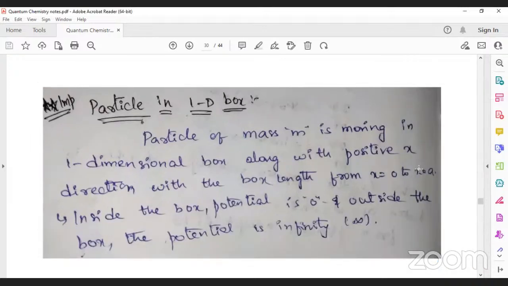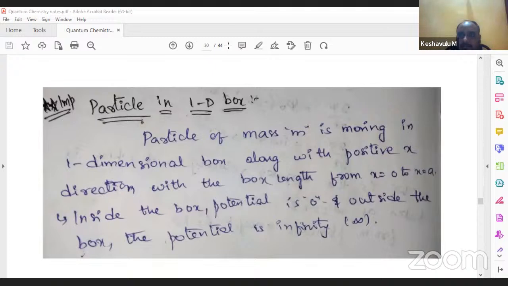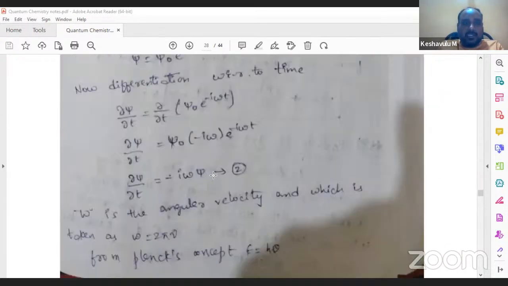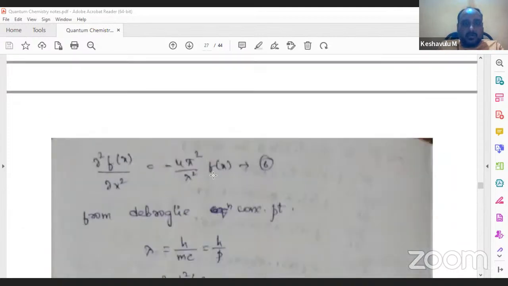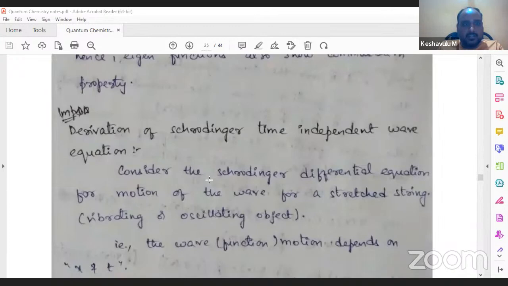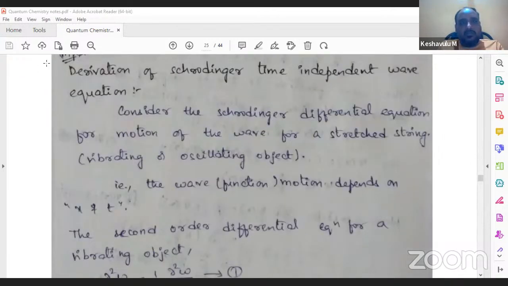Continuation with yesterday's class. What we discussed yesterday was the derivation of the Schrodinger time independent wave equation. So we'll see that a little bit and continue with the topic. This is the equation, the derivation of the time independent wave equation.